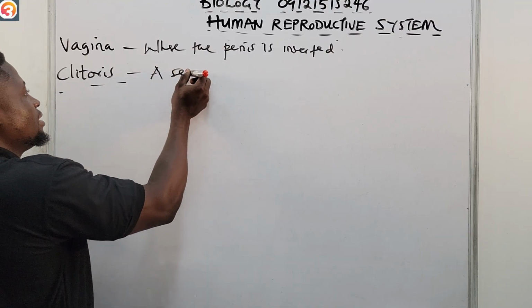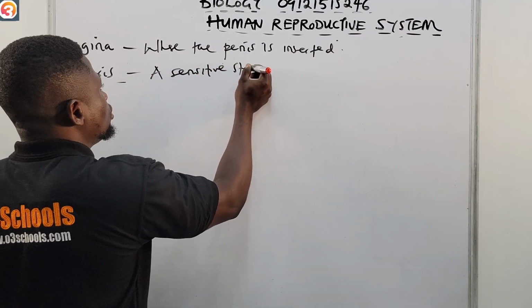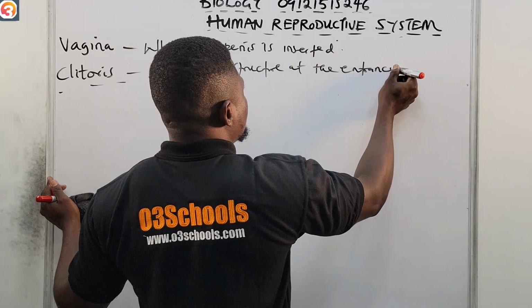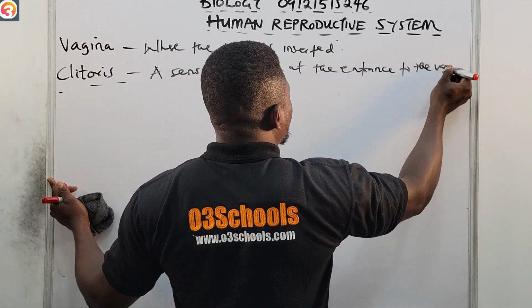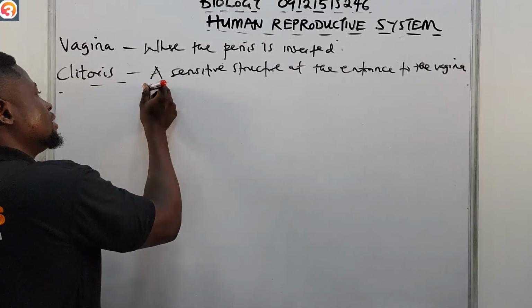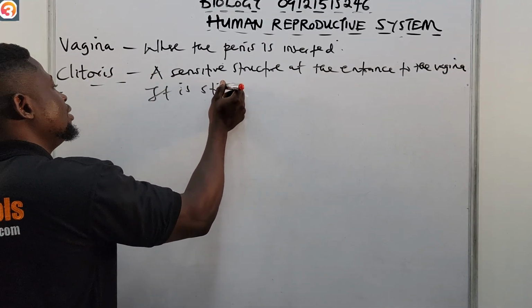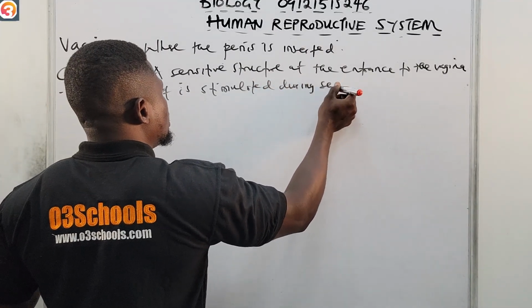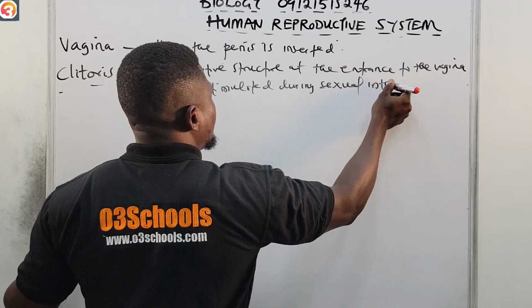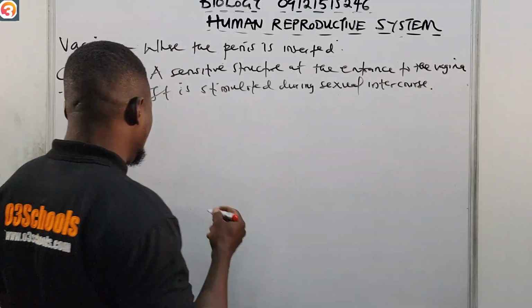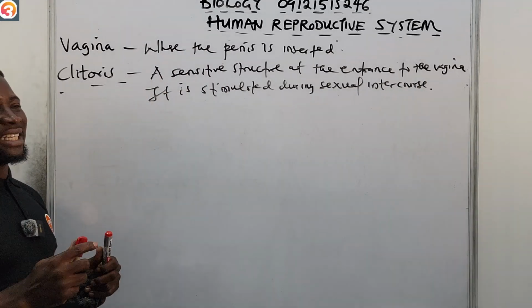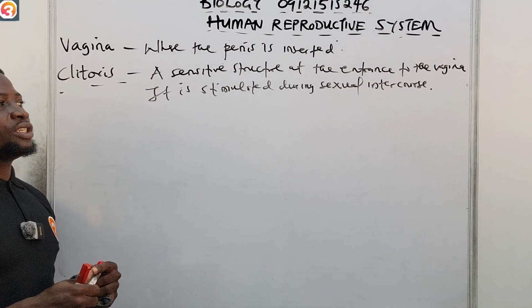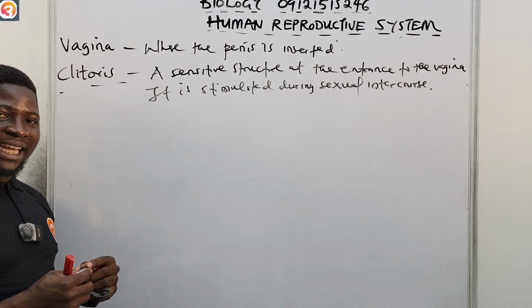It's a sensitive structure at the entrance to the vagina, and it is stimulated during sexual intercourse. So it is stimulated during sexual intercourse. That is the clitoris, a sensitive structure at the entrance to the vagina, which is stimulated during sexual intercourse.